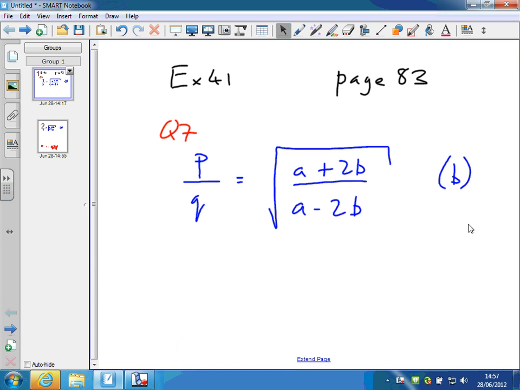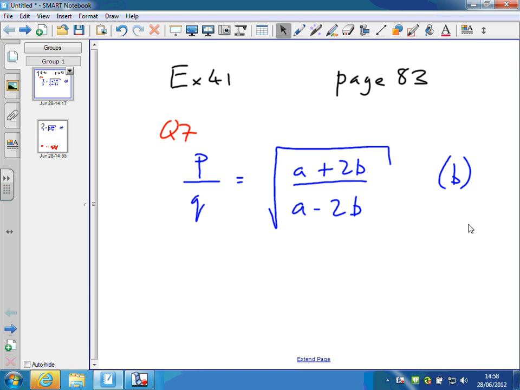Exercise 41, question number 7. Rearrange this one for B. So I'm going to go through this problem and then I'm going to give you an extension to have a go at. I'm going to ask you to rearrange the same formula for A, following almost the same steps. So what are we going to do here?